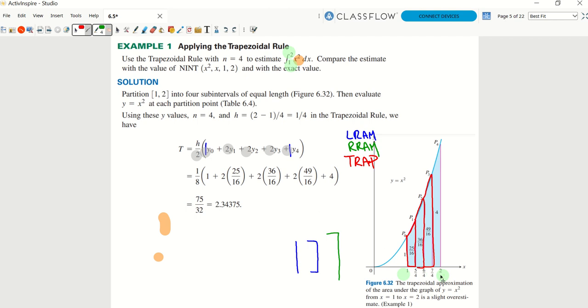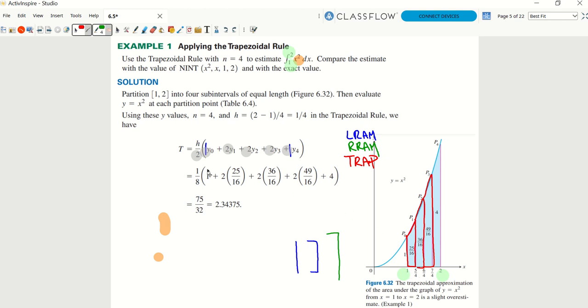So the distance between 1 and 2 is 2 minus 1, which is 1. Partitioning it into 4 trapezoids means 1 divided by 4. So again, the distance between 1 and 2 is 1 because 2 minus 1 is 1. Partition this distance of 1 into 4 parts, you get 1/4 per partition. So that's why you get 5/4, 6/4, 7/4, because you do 1 plus 1/4 is 5/4, plus another 1/4 is 6/4, plus another 1/4 is 7/4. So those are your x values for each partition. And remember, 1 can be rewritten as 4/4.